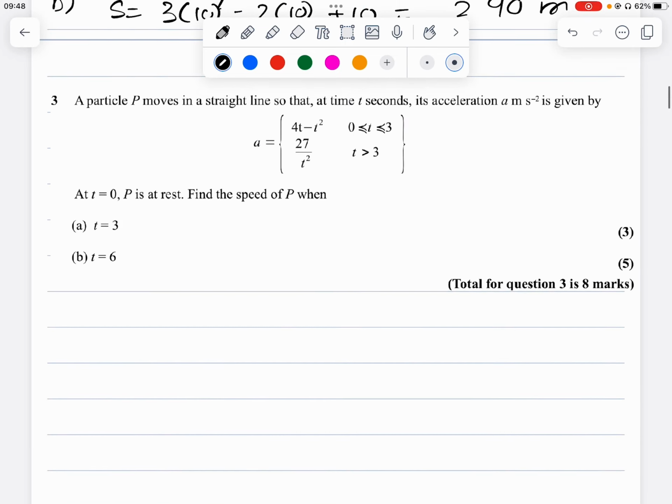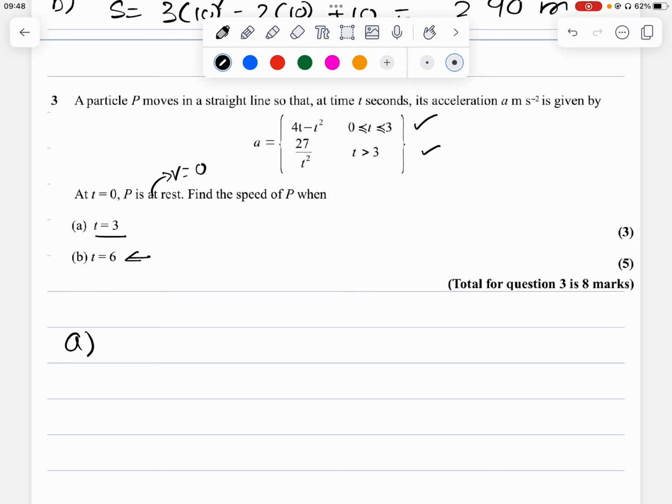Coming to question number 3, a particle P moves in a straight line. Between 0 and 3 seconds, a different equation, and greater than 3 seconds, a different equation. So you need to take care of that. At t = 0, P is at rest, meaning velocity equals 0. So t = 3 and t = 6. So t = 3 means we are going to use the first equation. For t = 6, I am going to use the second equation.